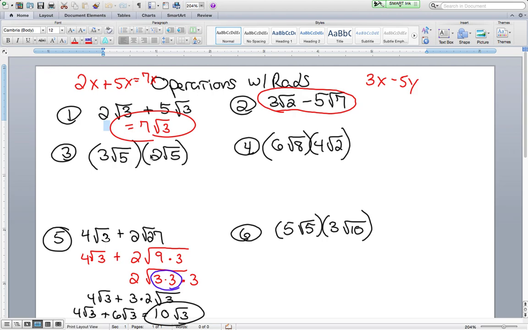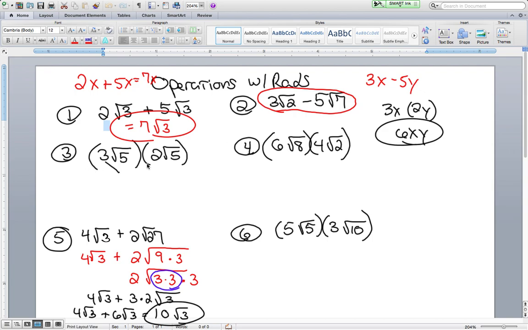Some of you are going to see 2 quantities and you're going to think, oh, it's double distribution. It's not. This is not double distribution. There are no pluses or minuses. It's straight multiplication. This problem, number 3, is the same as 3x times 2y. And so I'd multiply 3 times 2 and get 6, and x times y and get xy, right? That's what I'm going to do over here.